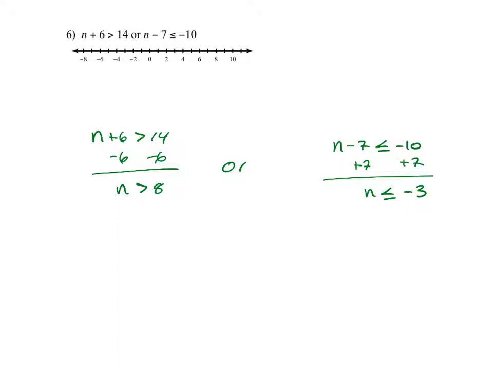-3. All right, but now I have an or. That means that they don't have to share. When we had an and, they have to share a space. In this case, because we have an or, that means that it can be a solution of this side, or it can be a solution on that side. They don't have to be a solution of both sides. So n is greater than 8, or n is less than or equal to -3. And that's my graph.